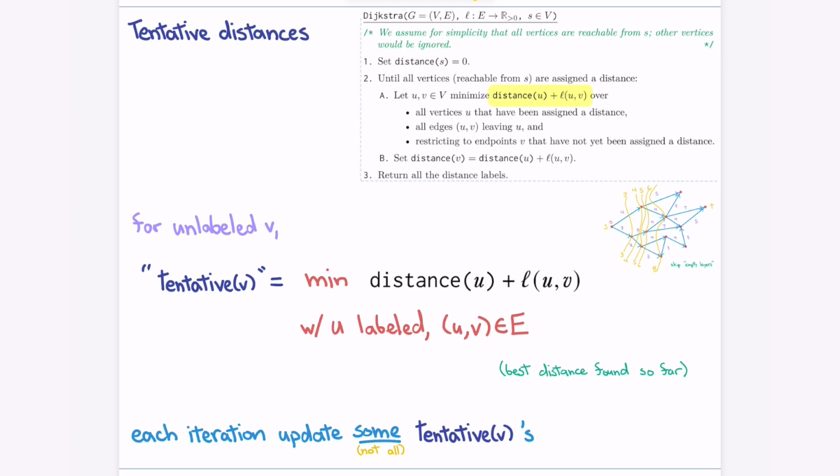Okay? So what we're going to do is save this value and only update it when it is worth updating. So we'll call it tentative. Tentative of V is the minimum of this quantity that we found so far among all U that has a label and edges UV. I'm just giving it a name. And the key point is that each iteration will update some, but not all, of the tentative values. So we're just going to use memory to make this faster.